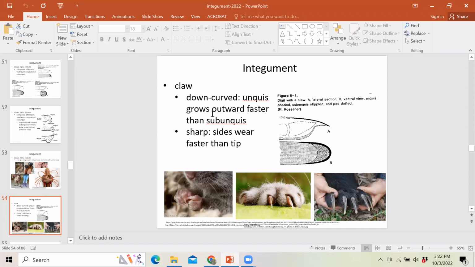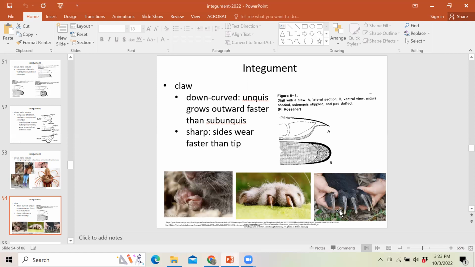So the unguis grows outward much faster than the subunguis. And here's an important thing. The sides wear faster than the tip. So the sides of the claw wearing faster than the tip means that it maintains a narrowness. So you have a claw that doesn't get wider, but gets longer. And then it is continually worn down and occasionally even broken off. But the way it wears ensures that it stays sharp. Almost like a self-sharpening knife.